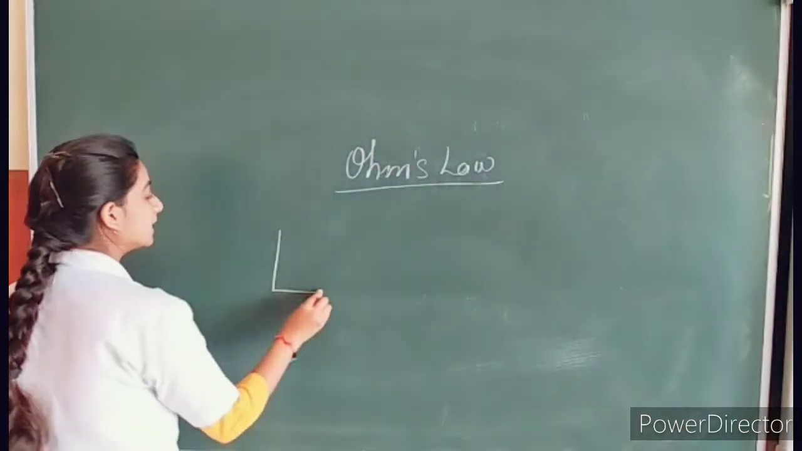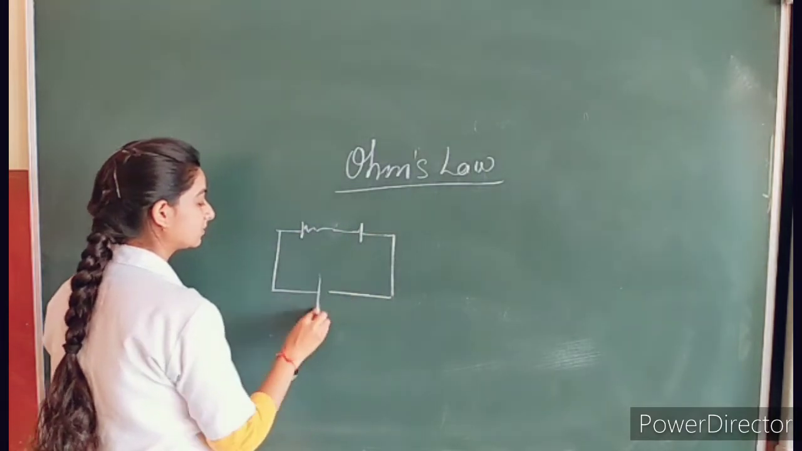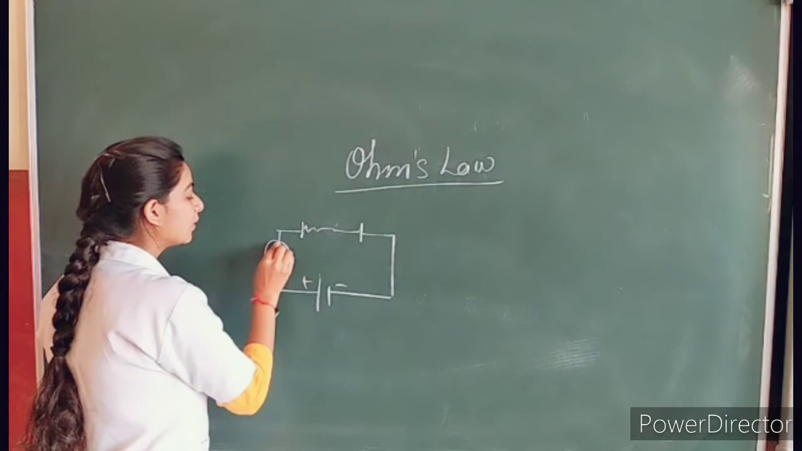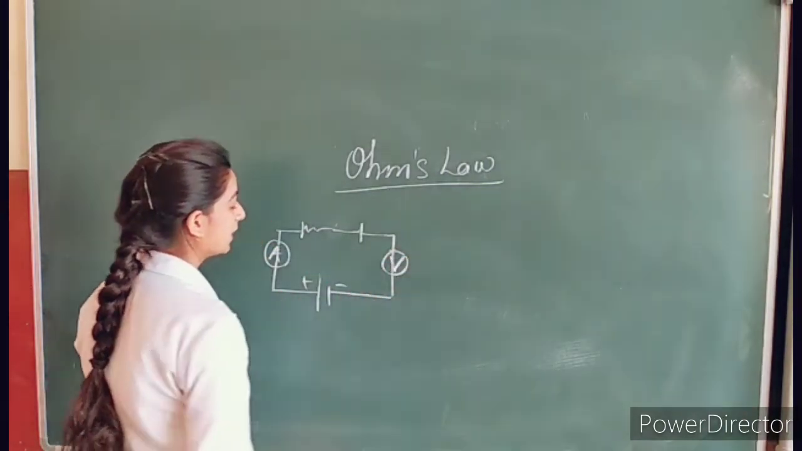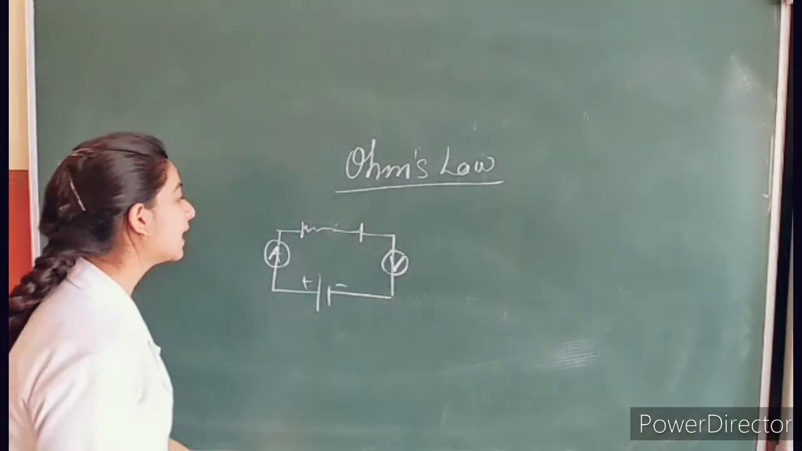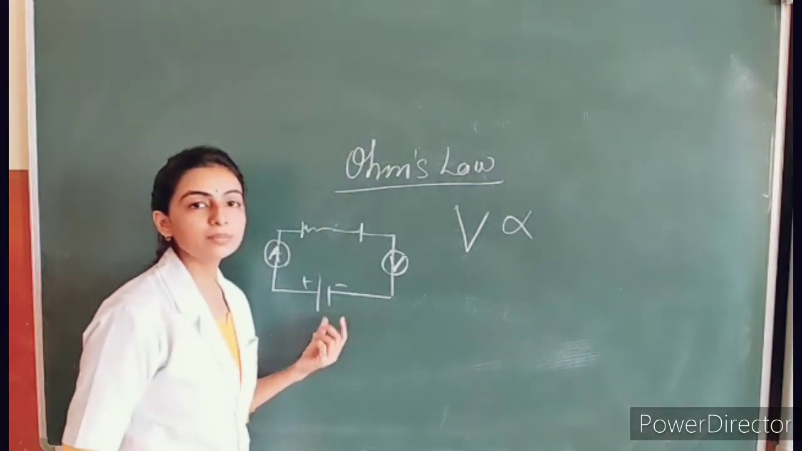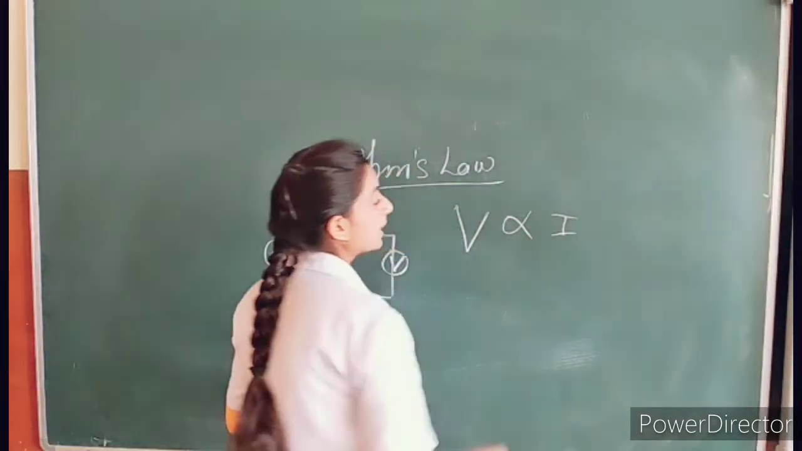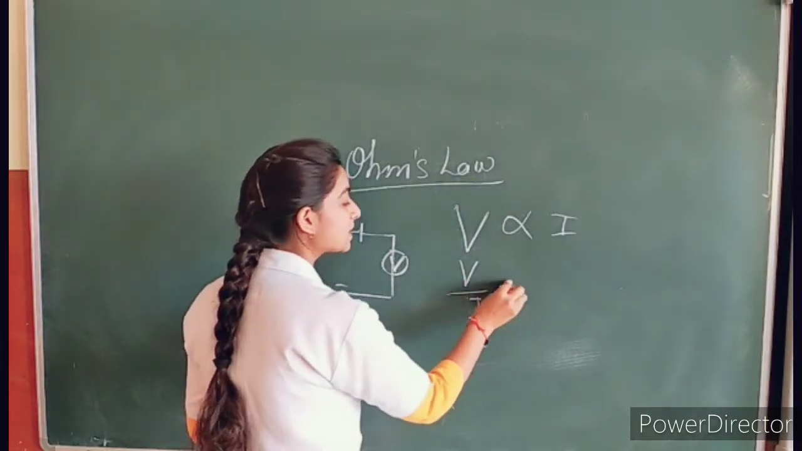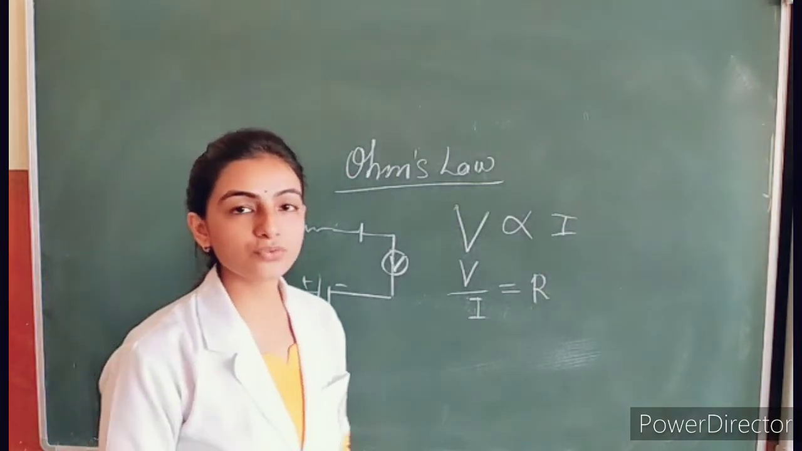Now, in any circuit, if the current is flowing in a conductor, then the potential difference across this conductor is directly proportional to the current, and the ratio of potential and the current flowing in it will be equal to R. R is the resistance of a conductor.